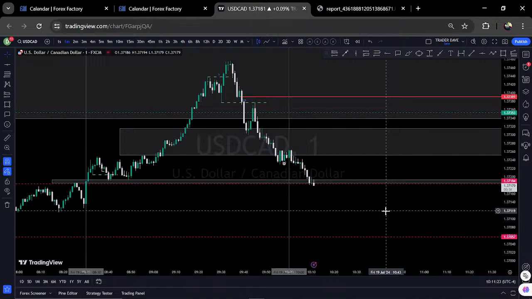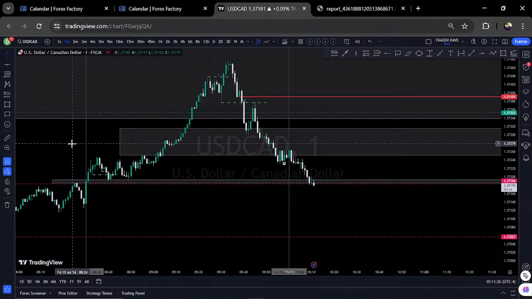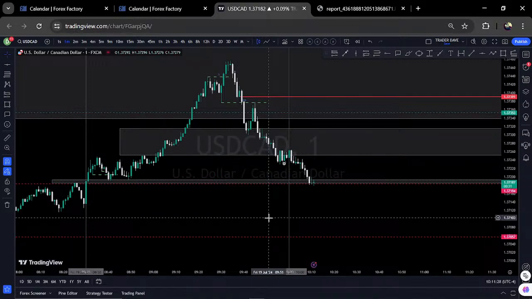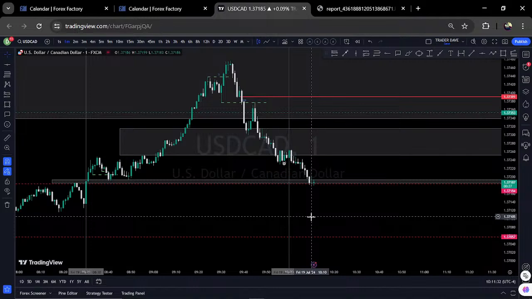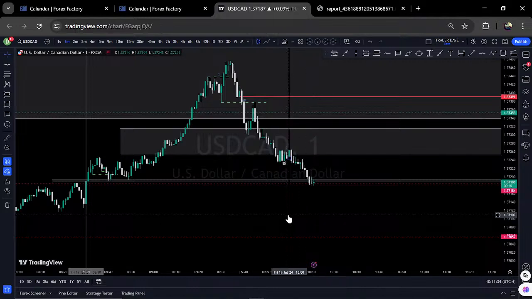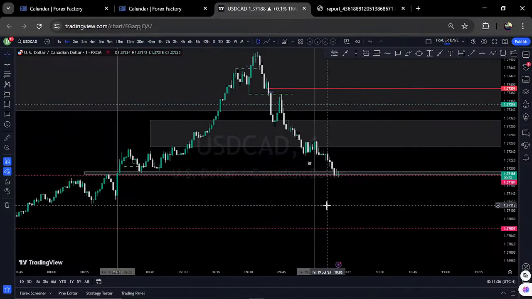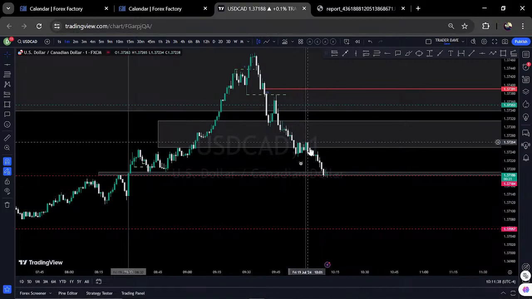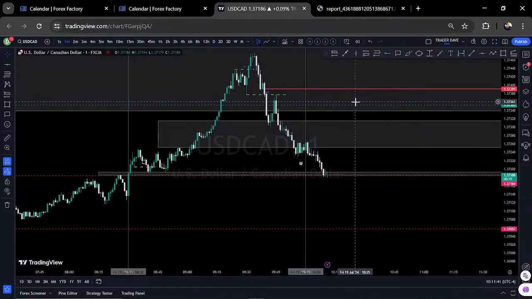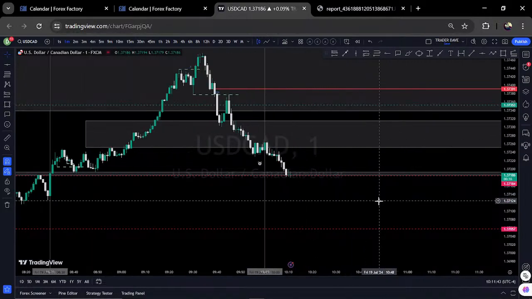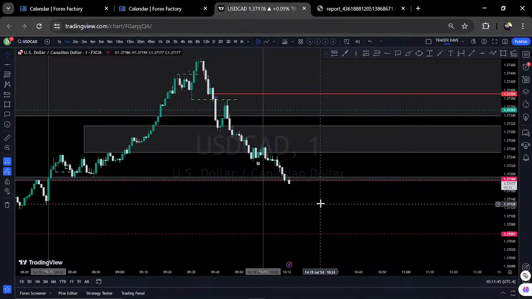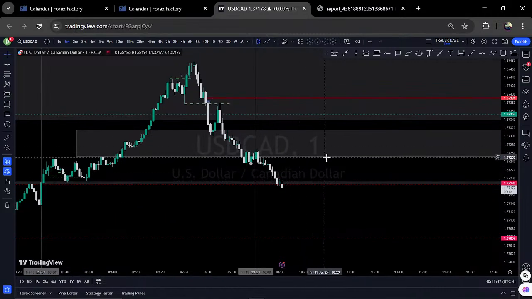So I already passed London, New York kill zone is 10 o'clock already. So this movement might happen, and our trade might fulfill during the New York PM section.